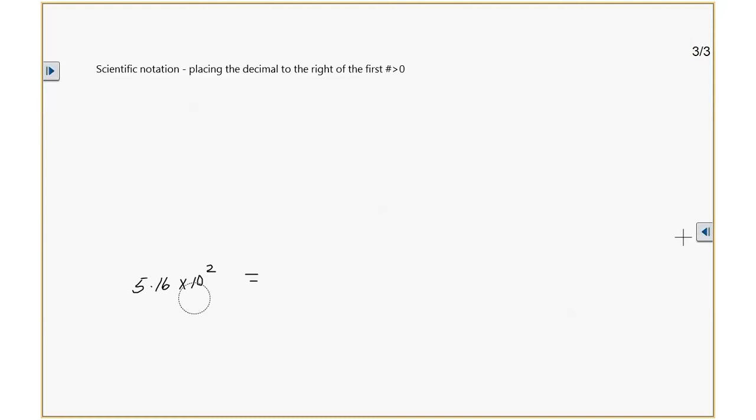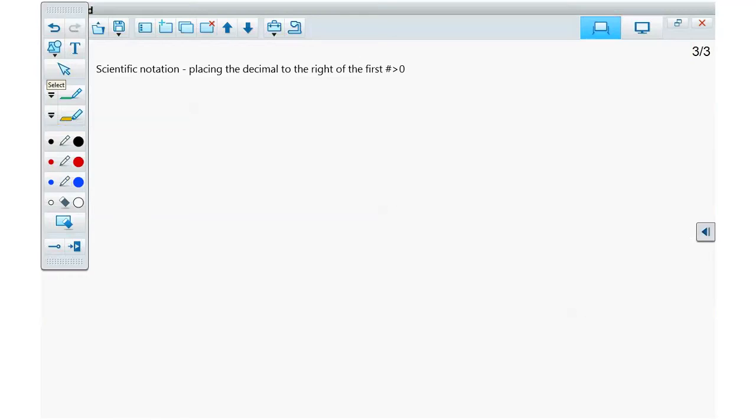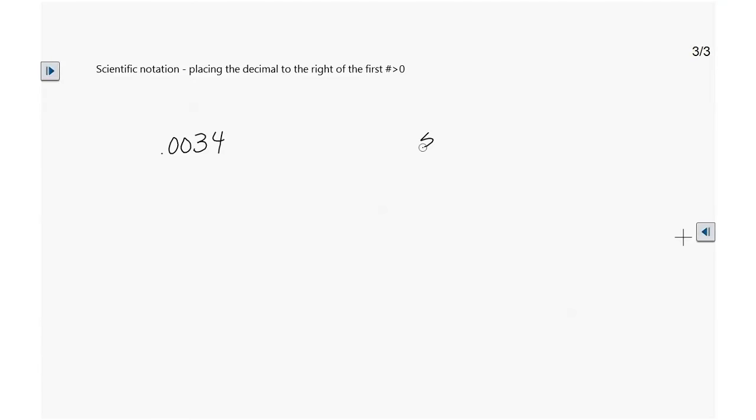Well, the first thing you need to be able to do is know where the decimal is on any number. 0.0034. You know where that decimal is. It's 514,000.